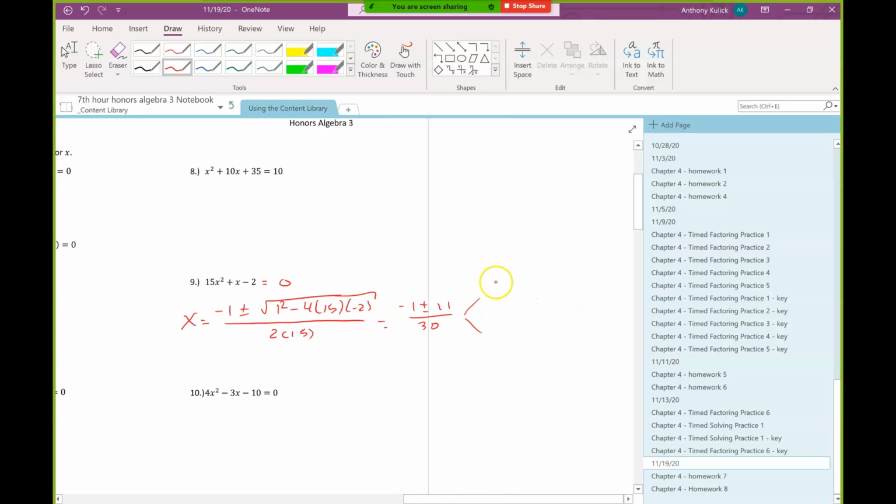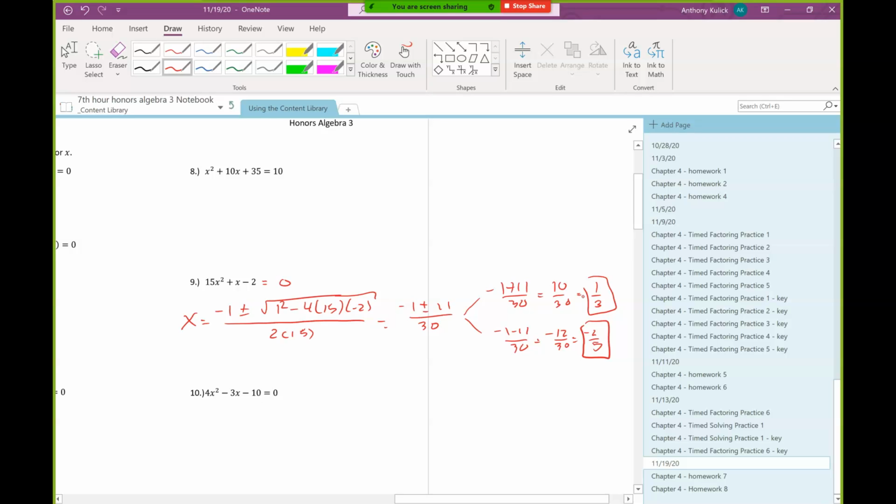And then I would break this into 2 chunks because of the plus or minus. So that gives me 10 over 30, or 1/3. And if it was subtraction, that would give me negative 12 over 30, or negative 2/5. And those would be my two answers there.